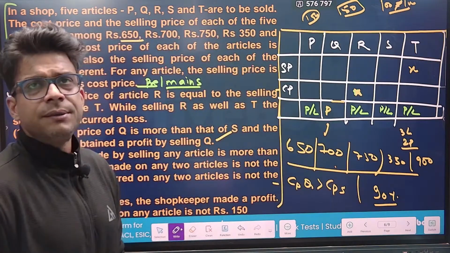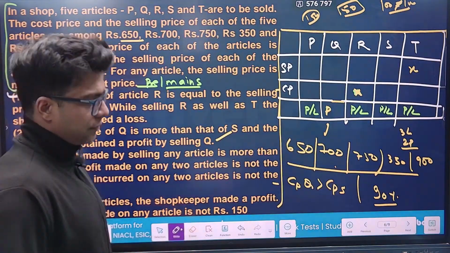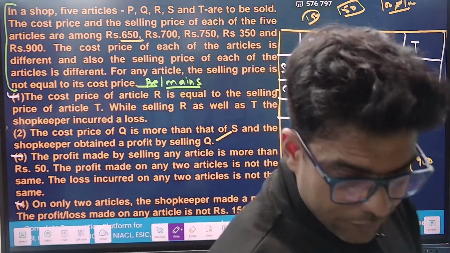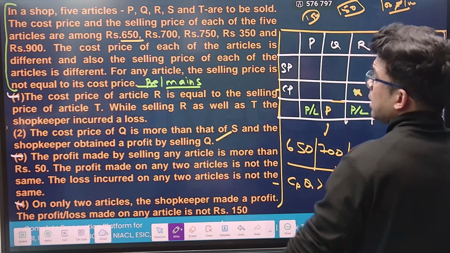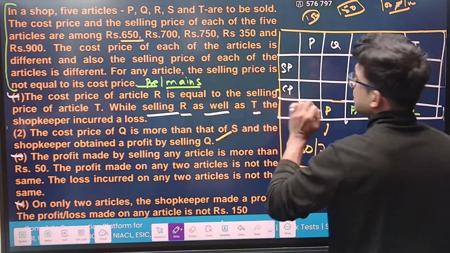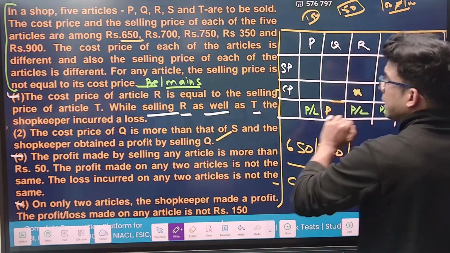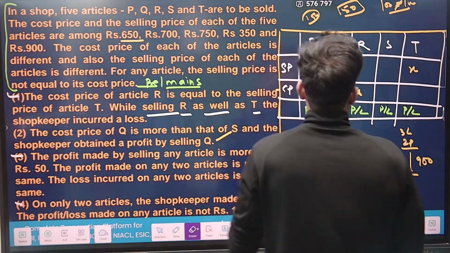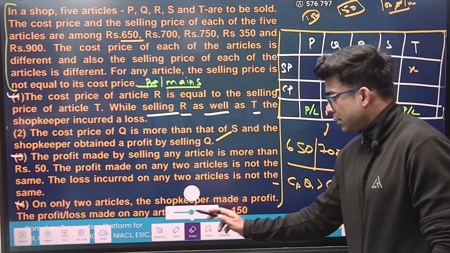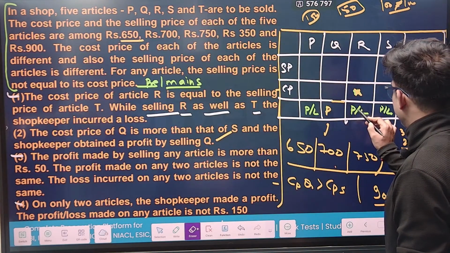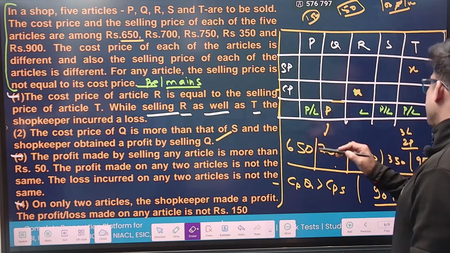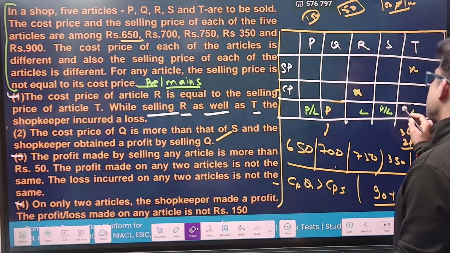Can you just think of it? Come on, think. I've given you all the pointers. Can you think where to put? Only some of the pointers are given. Now also the point is given there: while selling R as well as T, they incurred a loss. Okay, that's fine. So R is in loss. I have made it clear that R is in loss. If R is in loss, then T is also in loss. This is also fine, right?